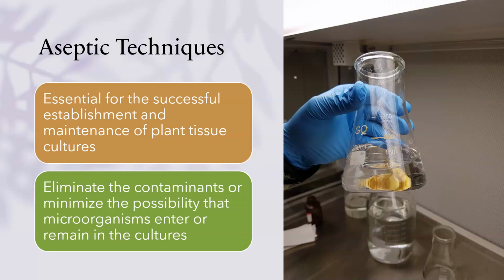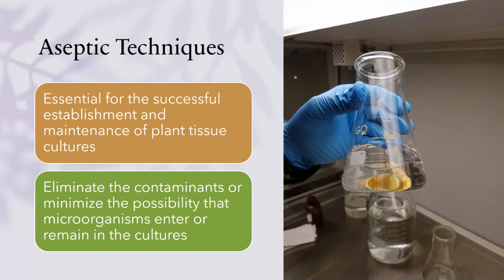Aseptic technique is essential for the successful establishment and maintenance of plant cell, tissue, and organ cultures. The in vitro environment in which the plant material is grown is also ideal for the proliferation of microorganisms. In most cases, the microorganisms outgrow the plant tissues, resulting in their death. Contamination can also spread from culture to culture.